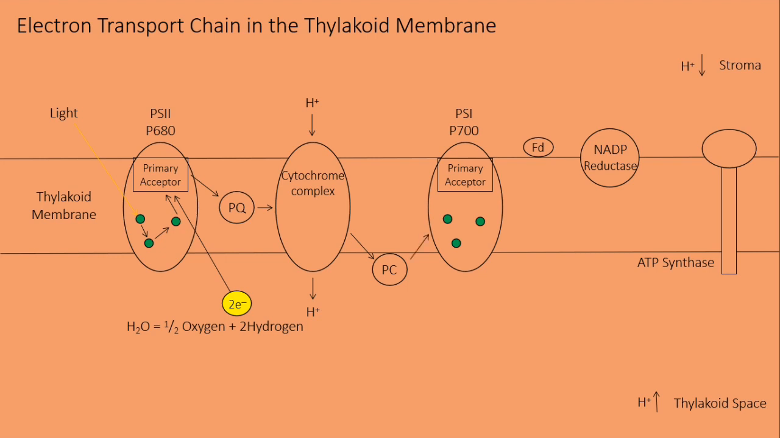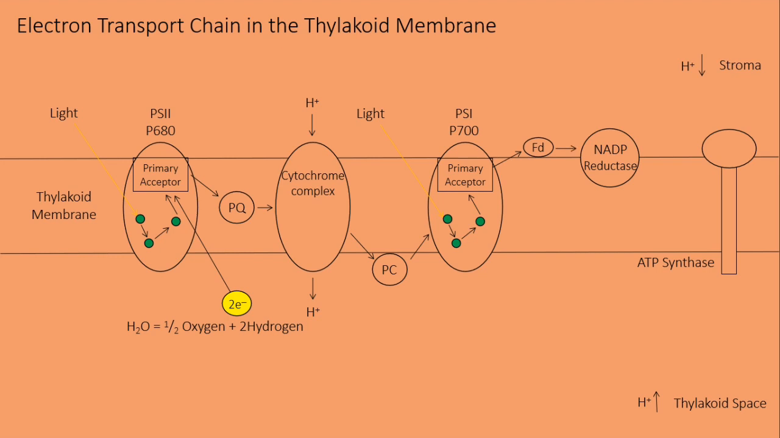From here, the electrons have lost some of their energy, and so the electrons will gain energy again by being struck by a photon of light in photosystem 1. After the electrons are struck by a photon of light, the electrons will get excited and go to the primary acceptor. Next, the electrons will go to another peripheral protein called ferredoxin, an iron-sulfur protein, and that's going to carry the electrons to NADP reductase.